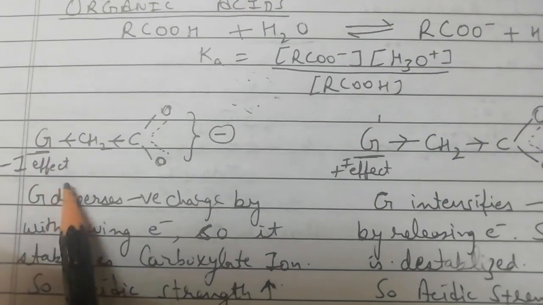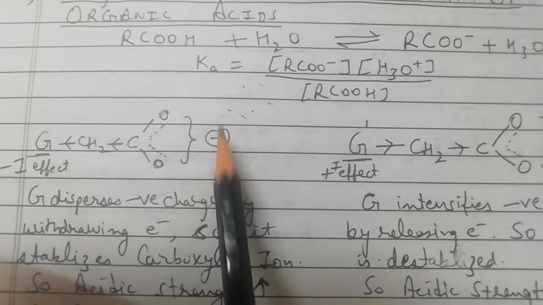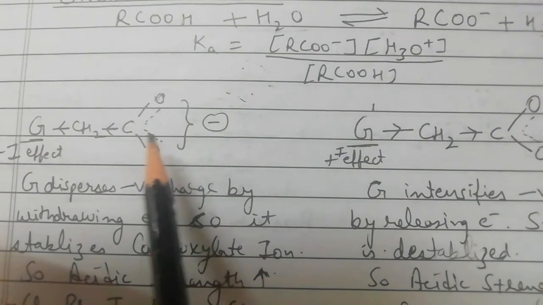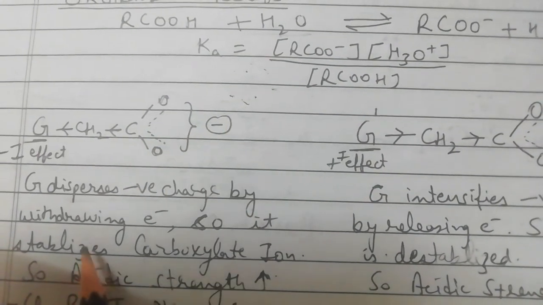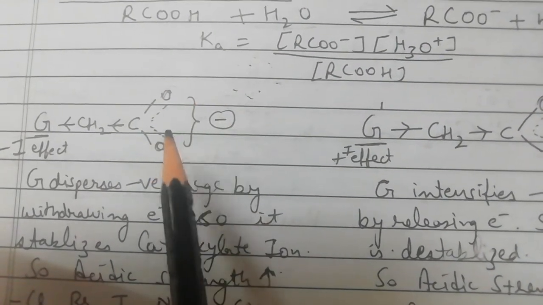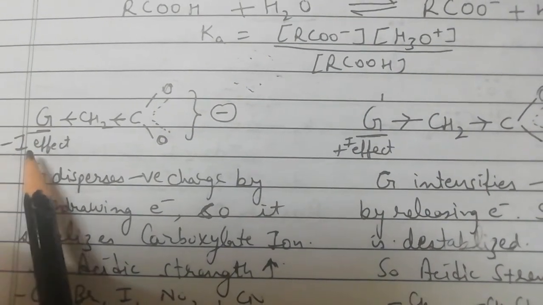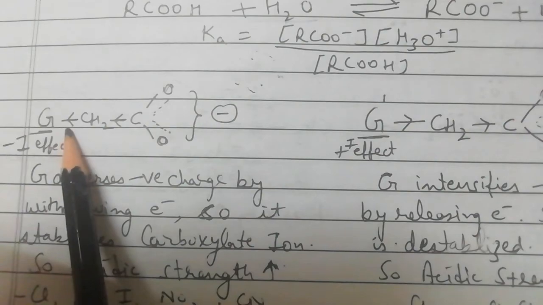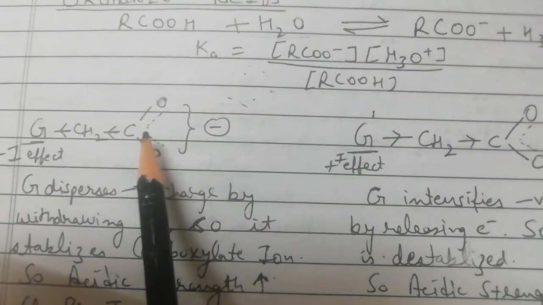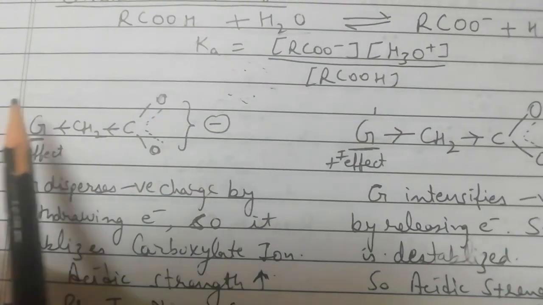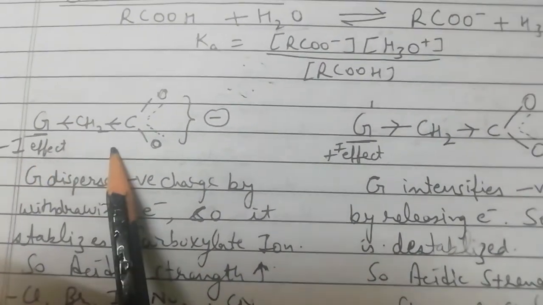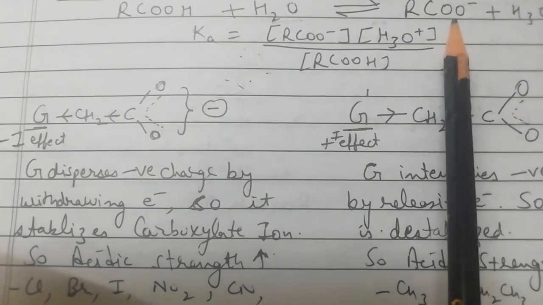This G, which has minus I effect, will disperse the negative charge of the carboxylate anion. And we know that dispersal of charge leads to stability. Every time a charge is dispersed, the system gets more stable. So this G group will disperse the negative charge. Earlier this negative charge was present only on the oxygen atom. Now it disperses from this oxygen atom to this G atom, so it will stabilize this carboxylate anion.